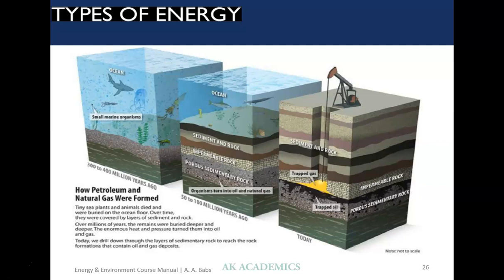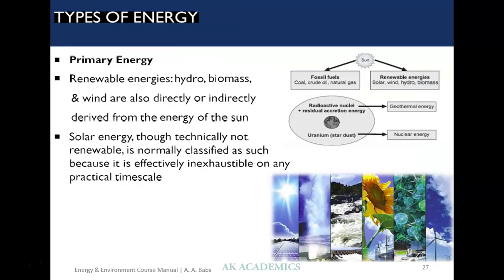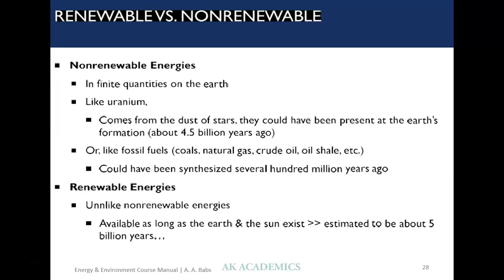When we look at primary energy, we also have what we call the renewable energies. In this case, we can talk about hydro, biomass and wind. These are directly or indirectly derived from the energy of the sun. Solar energy, though technically not renewable, is normally classified as such because it is effectively inexhaustible. Non-renewable energies are in finite quantities on Earth.